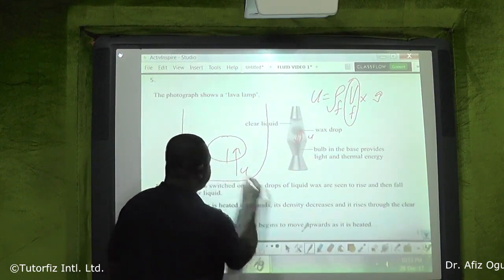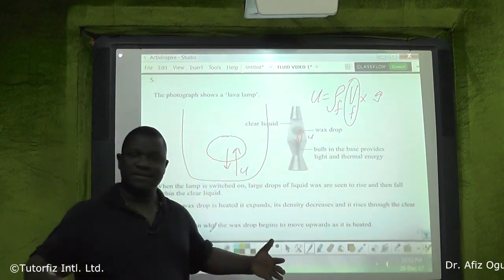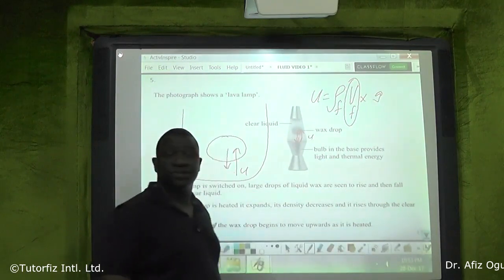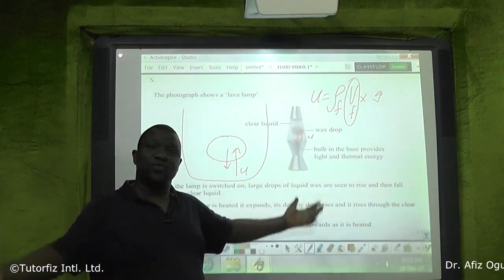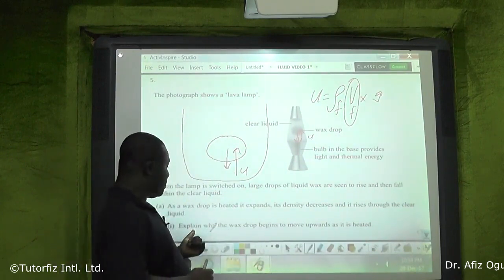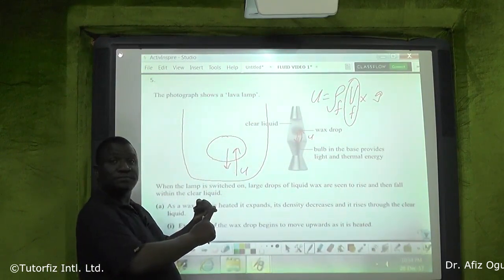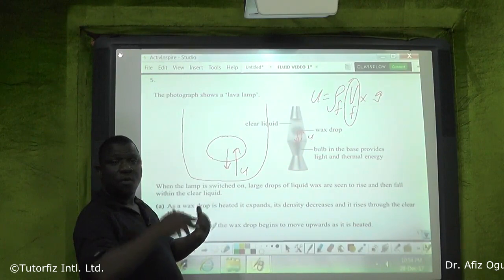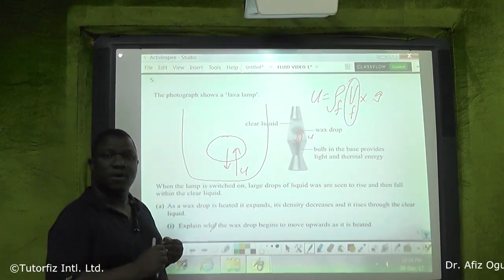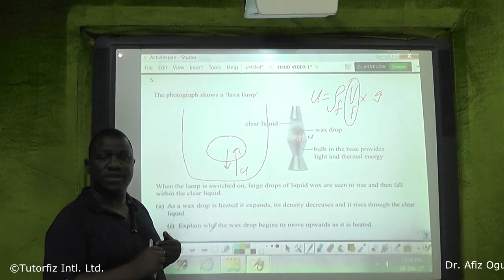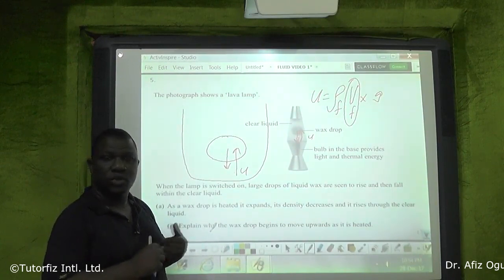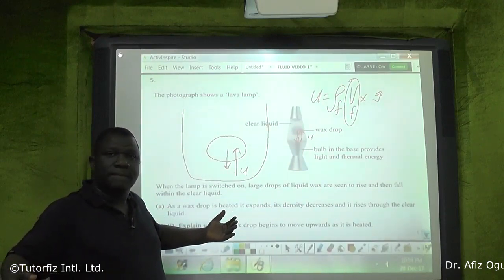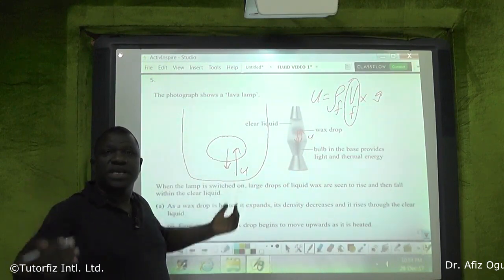drop now expanded. When it expanded, volume increased, therefore up thrust increased. So it displaced more fluid. So your answer would be, initially when it was floating, weight equals up thrust. It was floating at that level. When it expanded, the volume of the wax, which is representing the solid now, increases. So it displaces more liquid. Therefore, up thrust becomes higher.